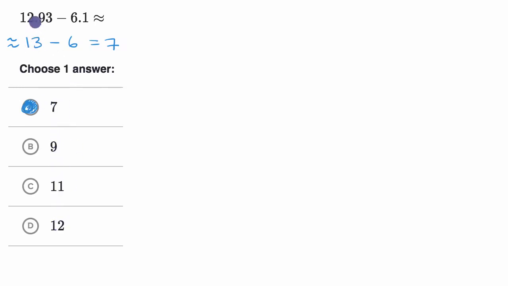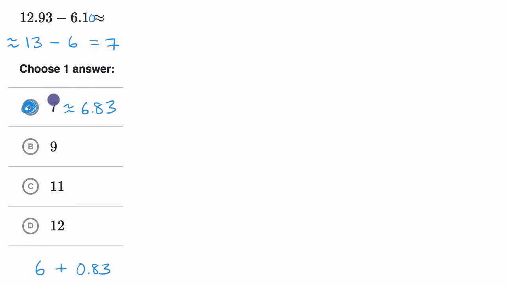And to be clear, sometimes you could do this in your head. For example, 12.93 minus 6.1, you could say 12 minus 6 is going to be 6, and then you have 93 hundredths minus, you could view this as 10 hundredths. So it's going to be 93 hundredths minus 10 hundredths is 83 hundredths, plus 6, so 0.83. So just like that, you could say, all right, the answer here is going to be 6.83 exactly. And that, once again, is approximately equal to 7.